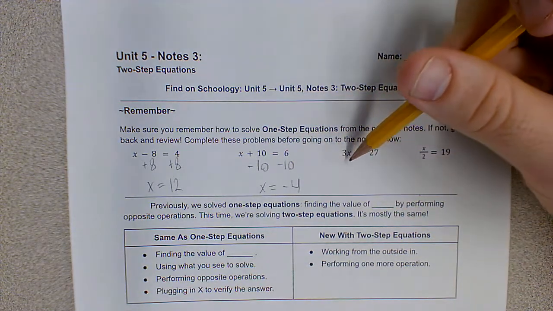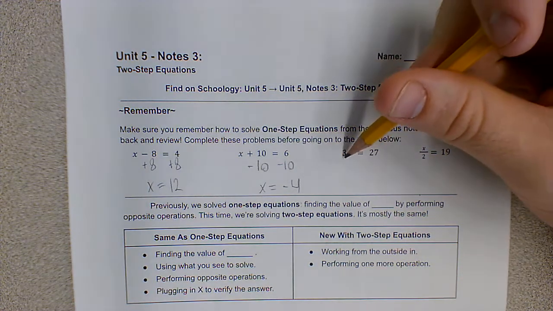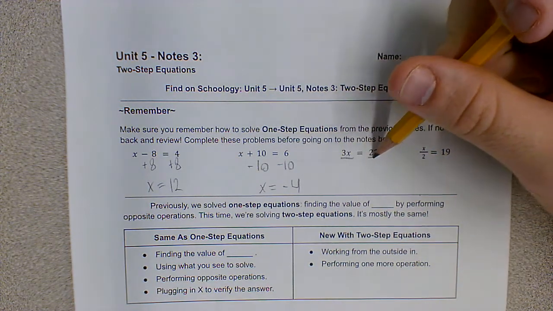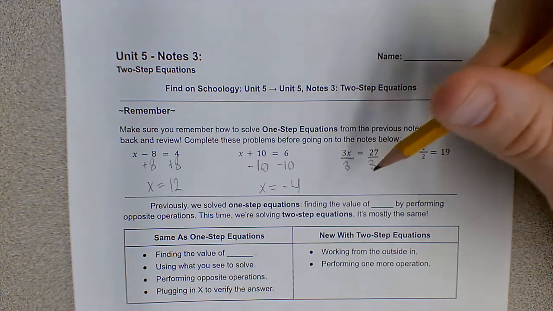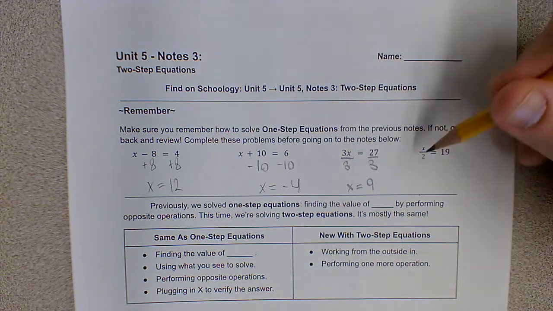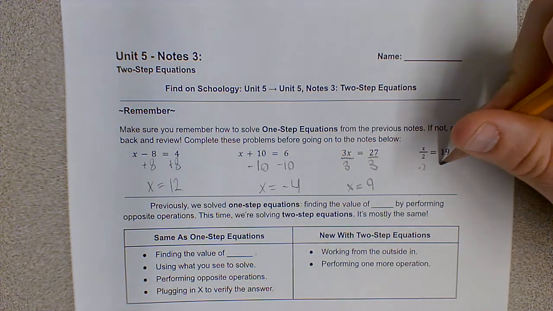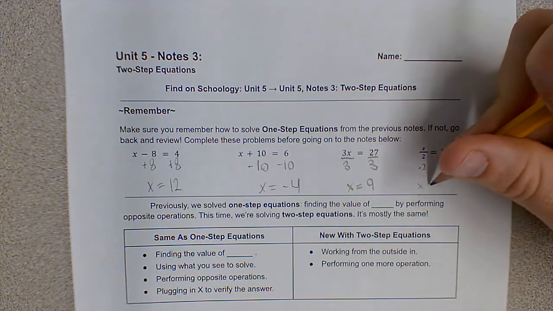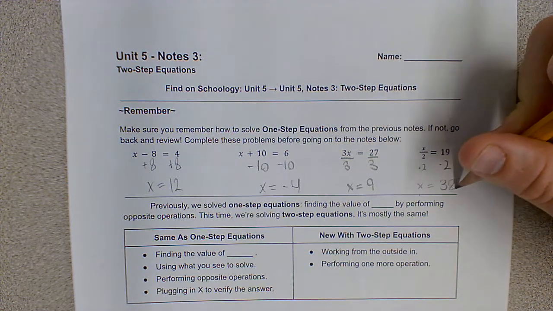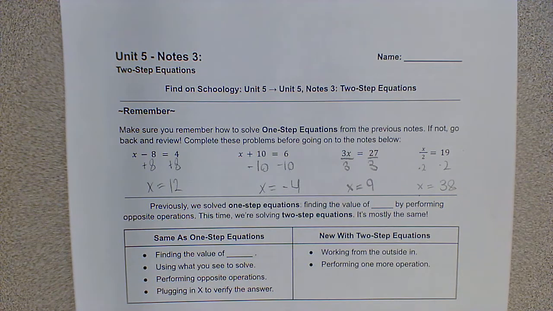Over here, I'm going to do a similar process. I have 3 times x, so to solve for x, I'm going to do the opposite. Divide both sides by 3, and x should equal 9. For the last one, I have x divided by 2, so I'm going to multiply both sides by 2 and find that x should equal 38. If you didn't get those four answers, you should really go back and work on one-step equations. If you're solid, let's keep going.